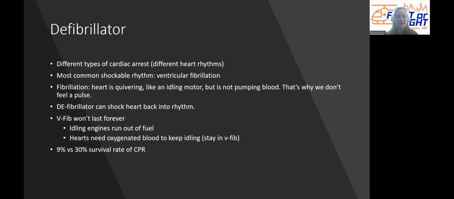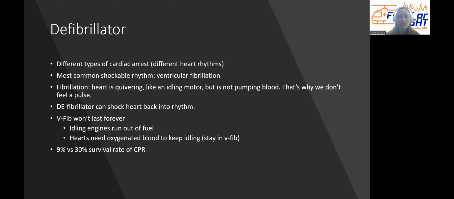There's some electrical activity. The cells are all doing stuff, but they're not actually working together to pump blood. That's why we don't palpate a pulse, not even a carotid pulse, when somebody has ventricular fibrillation, because the heart's not actually pumping blood or moving blood through the body. It's just kind of sitting there quivering because the cells aren't working together. So I think of a fibrillating heart like an idling motor. It's just kind of sitting there running, waiting for something to happen to actually go into action.